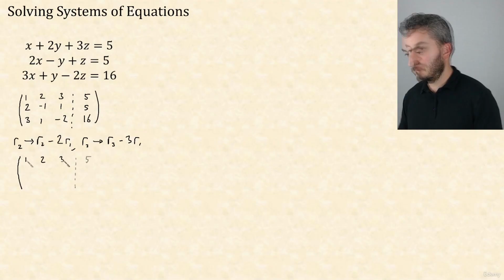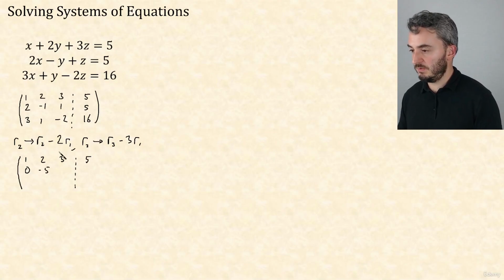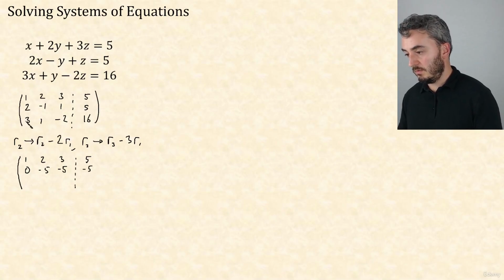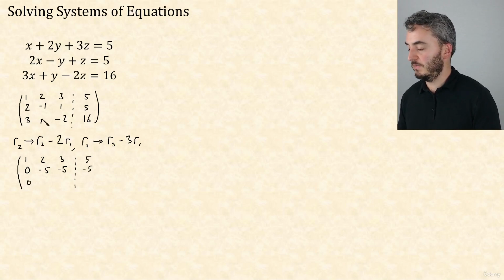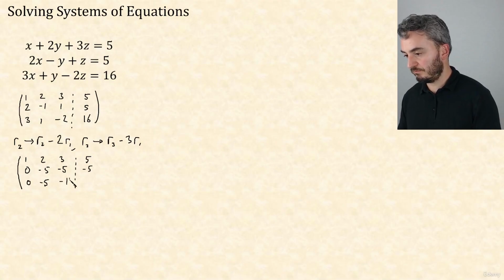First row stays the same. Row 2, so it's this minus 2 of these is 0. Minus 1 minus 2 times 2 is minus 5. 1 minus 6 is minus 5. And 5 minus 10 is minus 5. This row is going to be my old row 3 minus 3 of these. So we get 0 there as required. 1 minus 3 of these, that's 1 minus 6 is minus 5. And then minus 2 minus 3 of these, minus 9, that's minus 11. And then 16 minus 15 is 1.